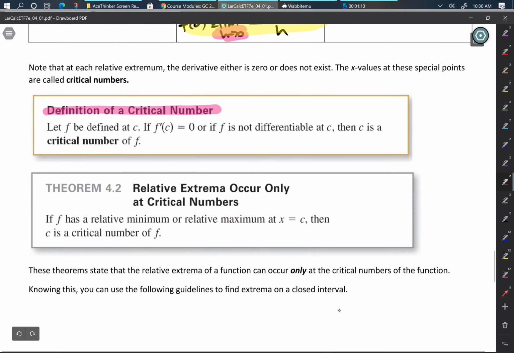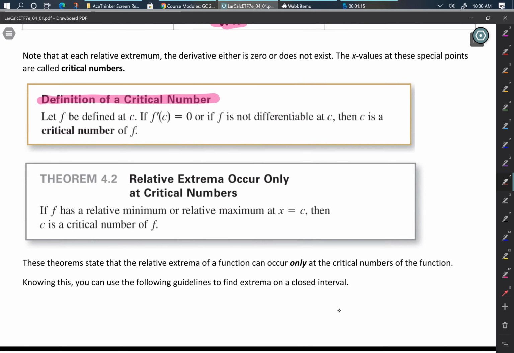So basically what we're doing is just giving a name to something that we need to find in order to find those maxes and mins. That fancy name we're giving it is a critical number. A critical number of a function is an x value where the first derivative is equal to 0, or where the function is not differentiable. So equal to 0 or not differentiable, we call that a critical number. And then Theorem 4.2 says that relative extrema only occur at critical numbers.